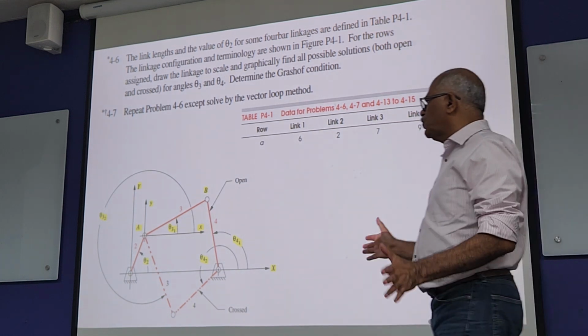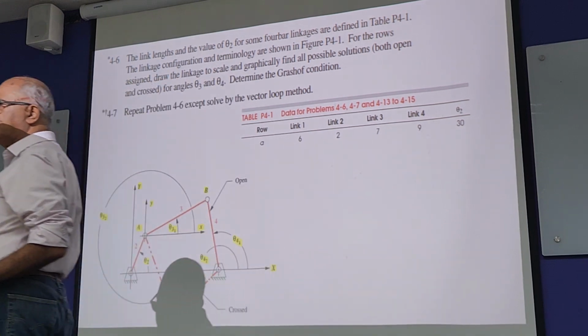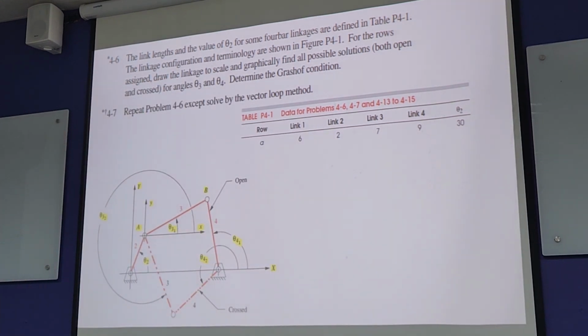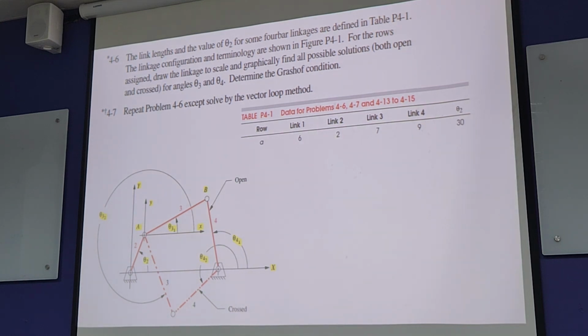Okay, once you choose your x and y axis, then fix link 2 at 30 degrees. So measure 2 units and put it at 30 degrees. That becomes your scale factor. So what is your scale? You are using the same dimensions? Yeah, so you use only that.